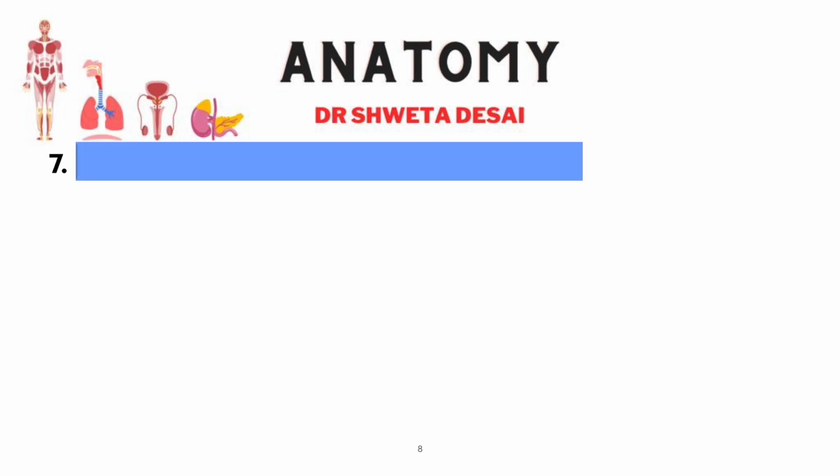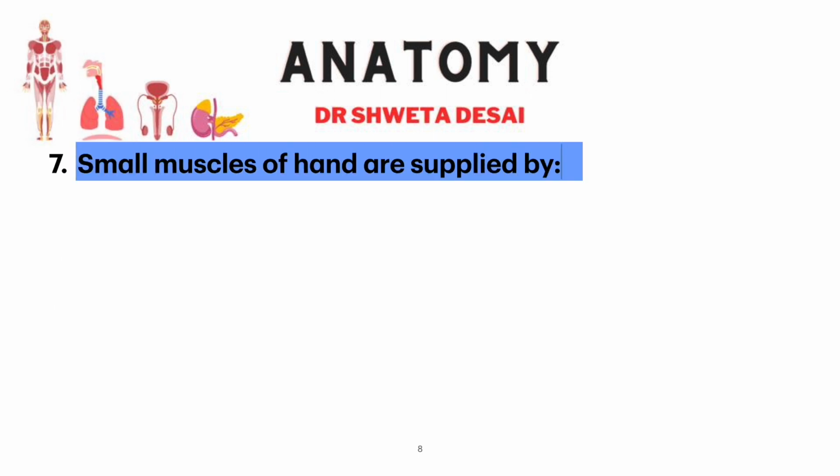Question number 7. Small muscles of hand are supplied by A. C3. B. C4. C. C6. D. C5 to 7, C8 to T1. The right answer is D. All small muscles of hand, that is thenar, hypothenar, interossei and lumbricals, are supplied by median and ulnar nerves, which originate from C5 to 7 and C8 and T1 nerves.